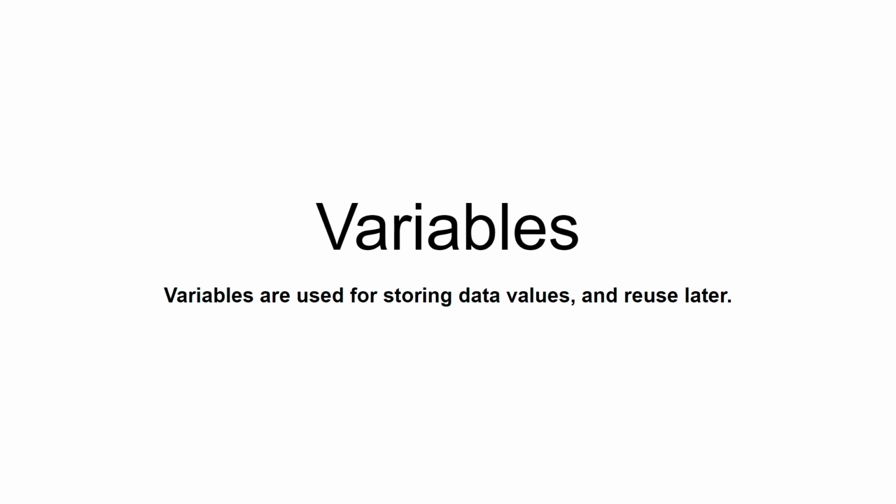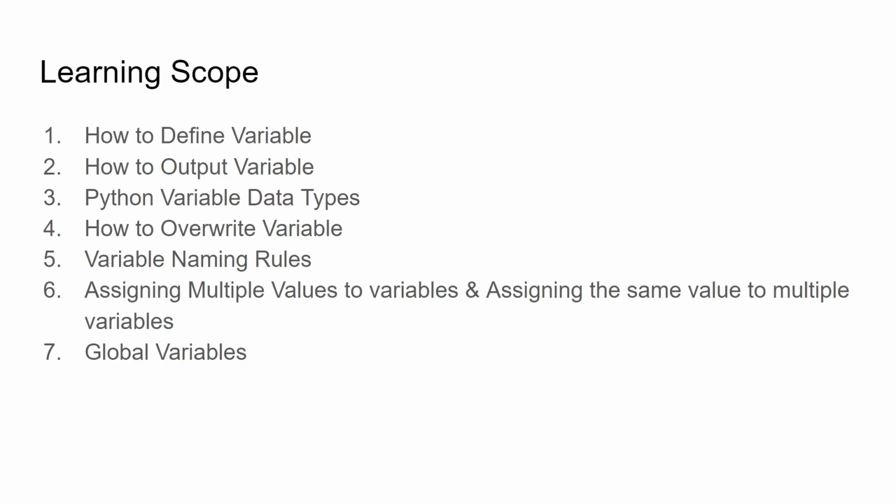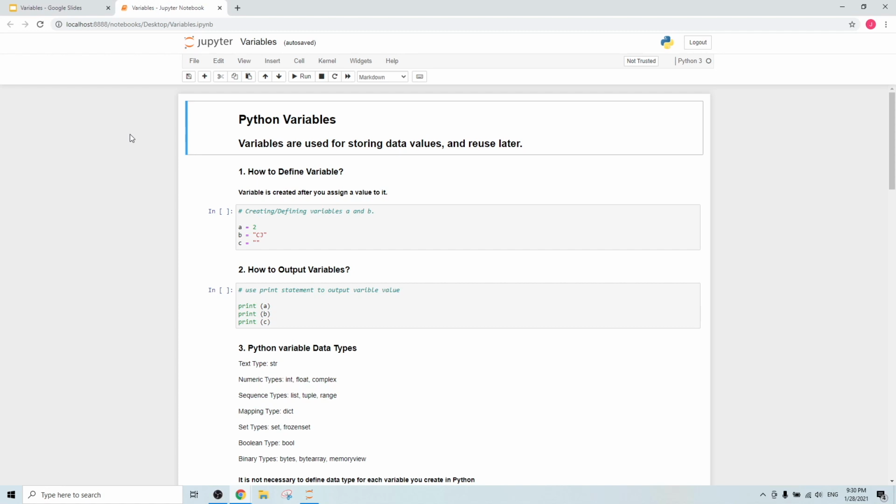So what is a variable? Variables are used for storing data values and reusing them later. It's like a container in Python that you can use to store values and retrieve them later on for other purposes. Today's video will focus on the below learning items. So let's get started. First, how to define a variable.